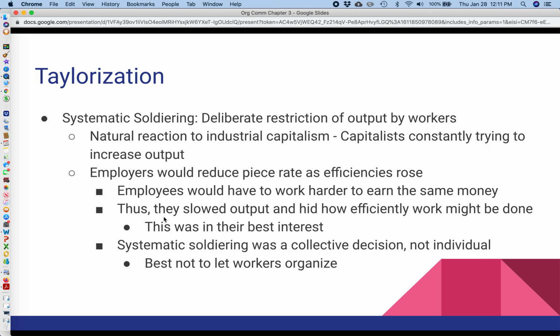So as a result, a lot of people went to work in these new jobs, and they engaged in what was known as systematic soldiering, right? And when you engage in systematic soldiering, what you're doing is you're purposefully slowing down output. And Taylor argued that this was a natural reaction to industrial capitalism, right? Capitalists, the people in charge, are always trying to increase your output. They're always trying to increase the amount of goods that you make. They're always trying to increase their profit. And so he argued that the natural reaction to this was systematic soldiering, slowing things down on purpose, not working that hard.